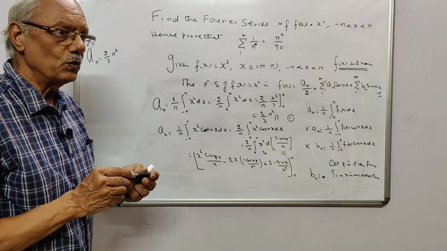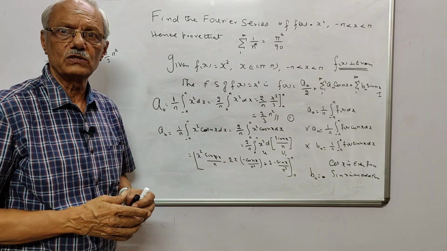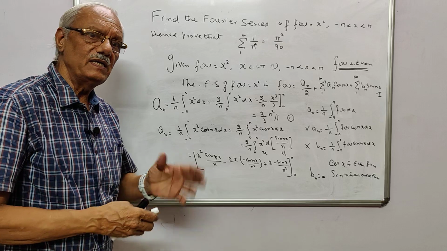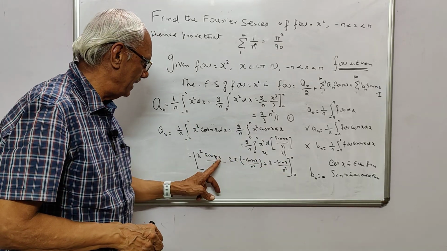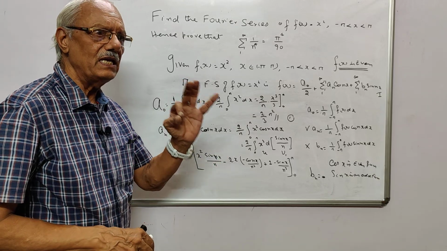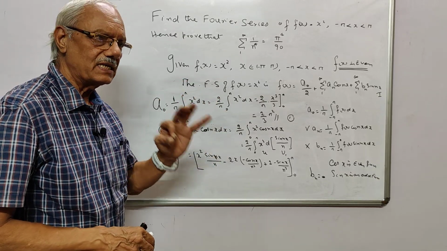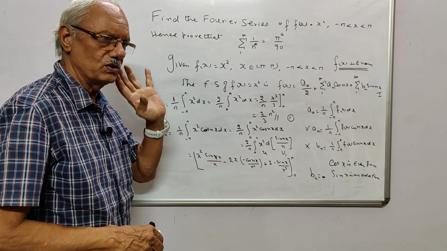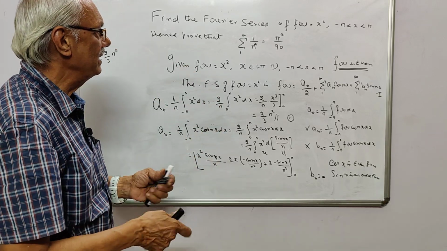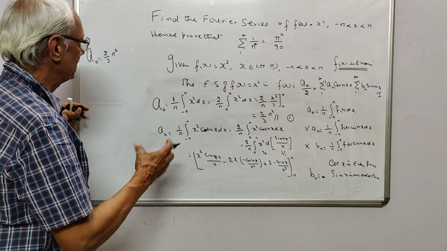You go through my earlier videos, I have explained in detail everything, that when you substitute for x here, sin n pi is 0. That is, sin n pi for all values of n is equal to 0. I will just explain this.